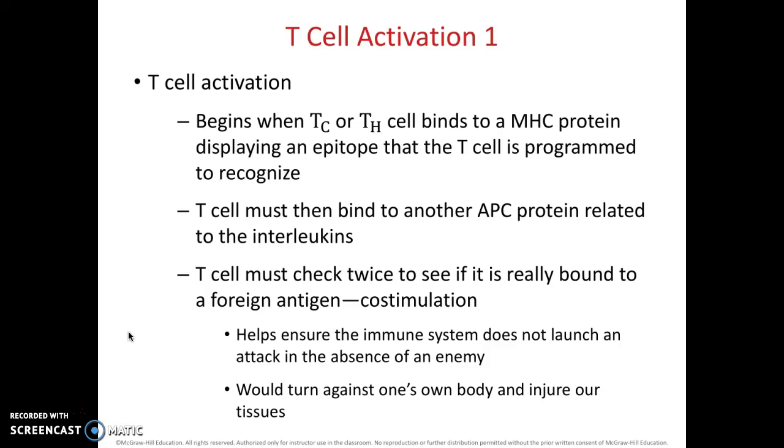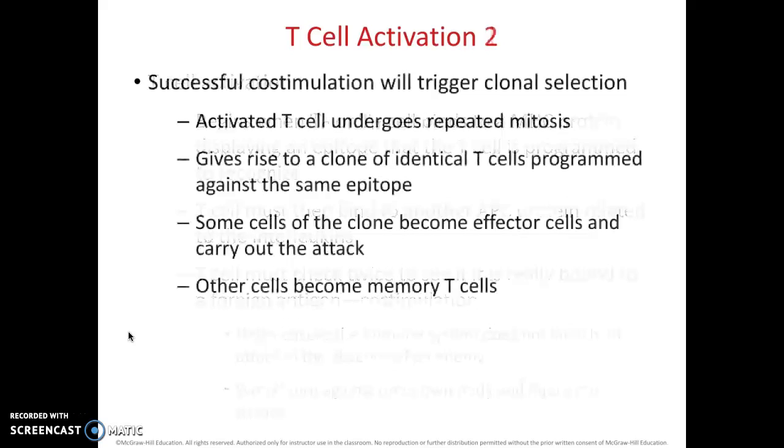So that's usually what happens during autoimmune defense. So definitely remember that there are multiple checkpoints to ensure that this doesn't happen. When there's successful co-stimulation, there will be clonal selection, which means that the activated T cell will undergo repeated mitosis so that it's making clones of itself. And this gives clones of identical T cells that have been programmed against that same epitope of the antigen.